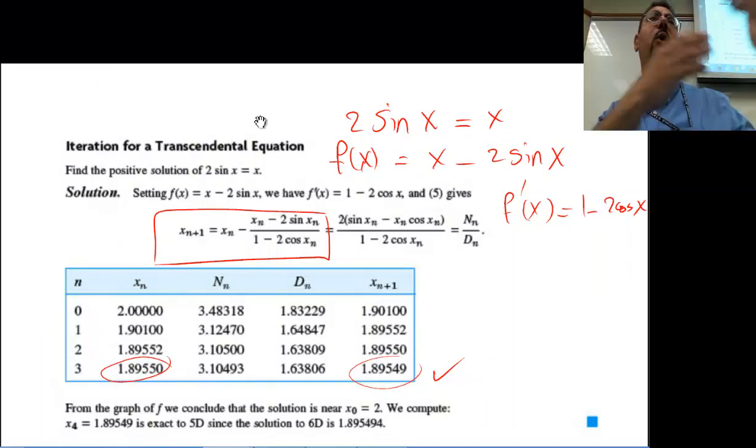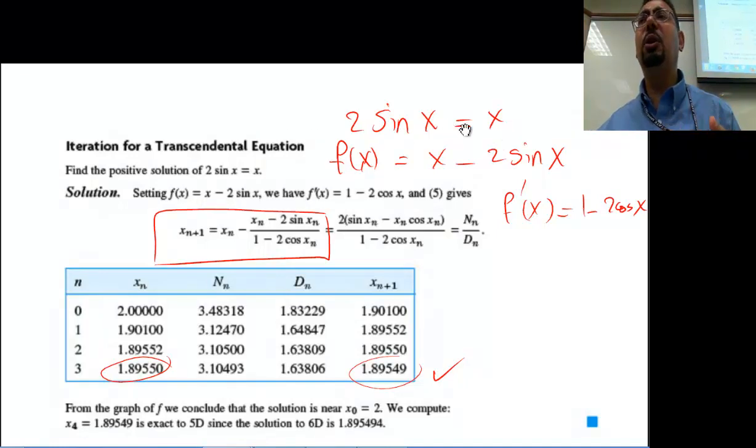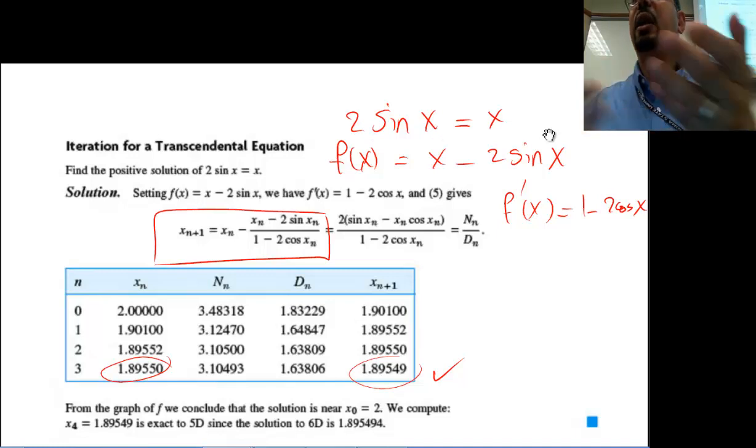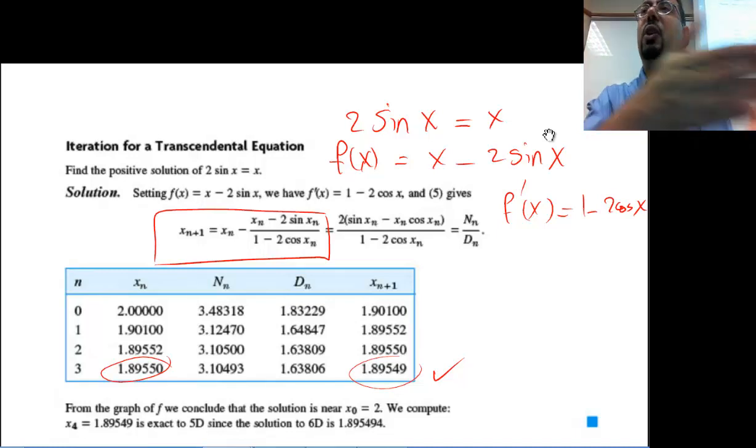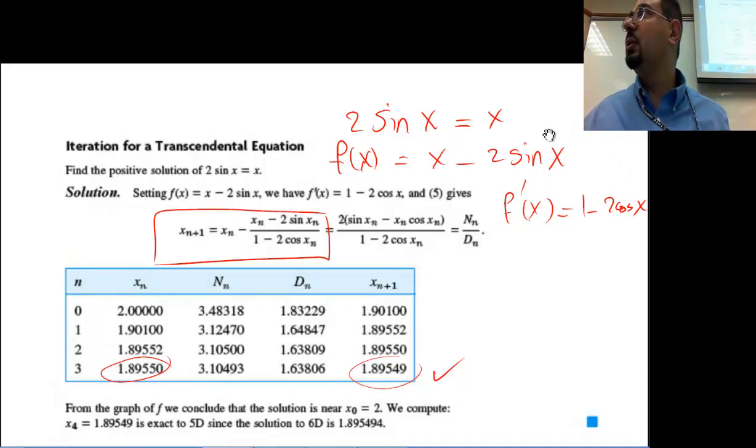You basically put them on one side, and then he wants me to solve x minus 2 sine x equal to 0. It's the same if it's 2 sine x minus x equal to 0, right? Solving one will solve the other. Same root. So anyway, here's f of x: x minus 2 sine x.